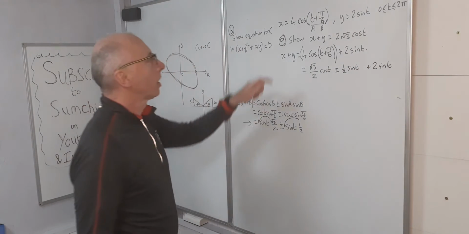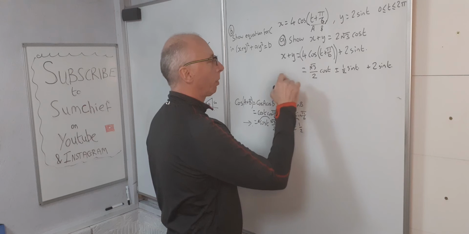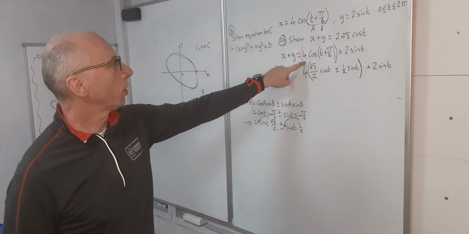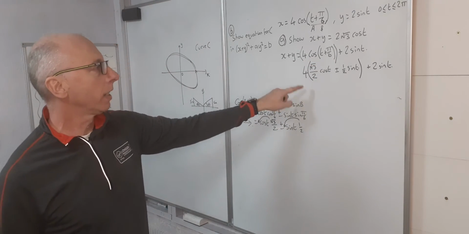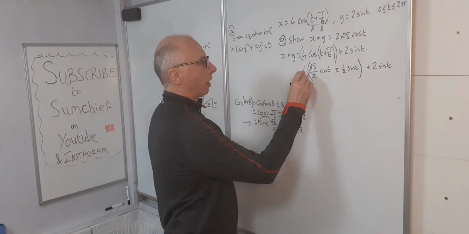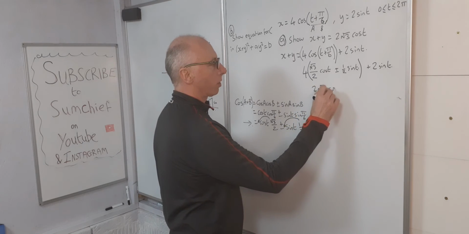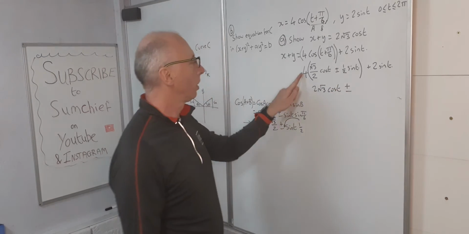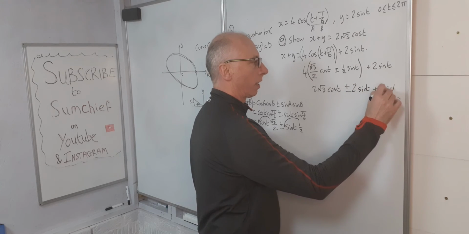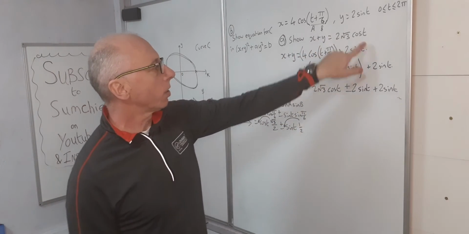Okay, now while we're working all this out, we've got to continue with this 4. So bring the 4 down here and multiply all this by 4. Because it's 4 times cosine (t plus pi over 6), we'll put the 4 into all these and see where we get to. So 4 times root 3 over 2, 4 and 2 cancel, just leaves a 2 at the top. So we've got 2 root 3 cosine t plus or minus 4 times a half, that's just 2 sine t, plus 2 sine t.